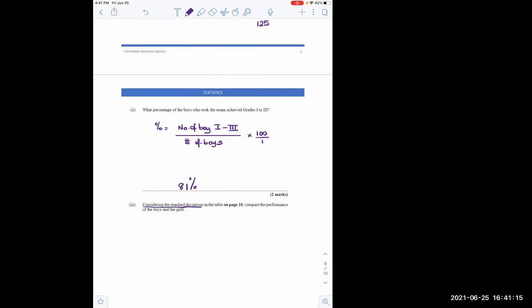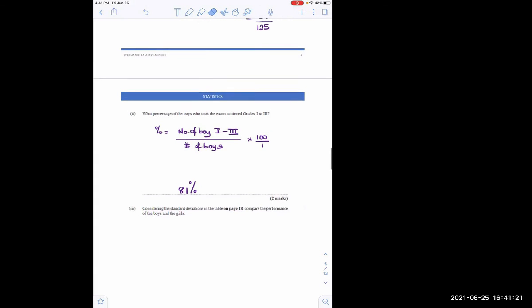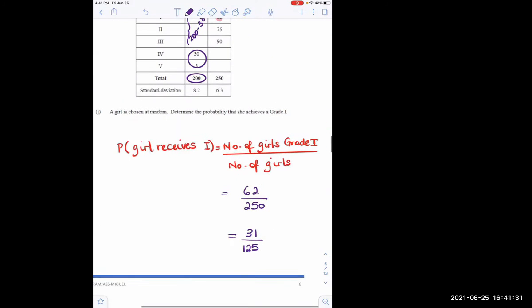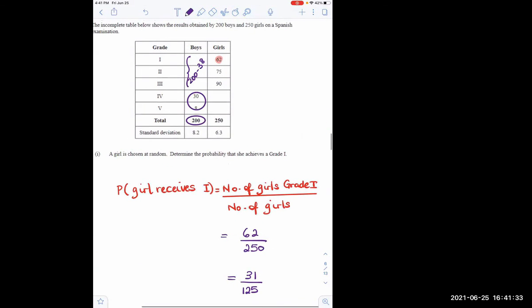Considering the standard deviation, compare the performance of boys and girls. Well, you are not required, according to the CSEC syllabus, to calculate standard deviation, but you have to know how to analyze it. So let's go to the table. The standard deviation of boys is higher than girls. Do you all agree? Yes, miss. Right.